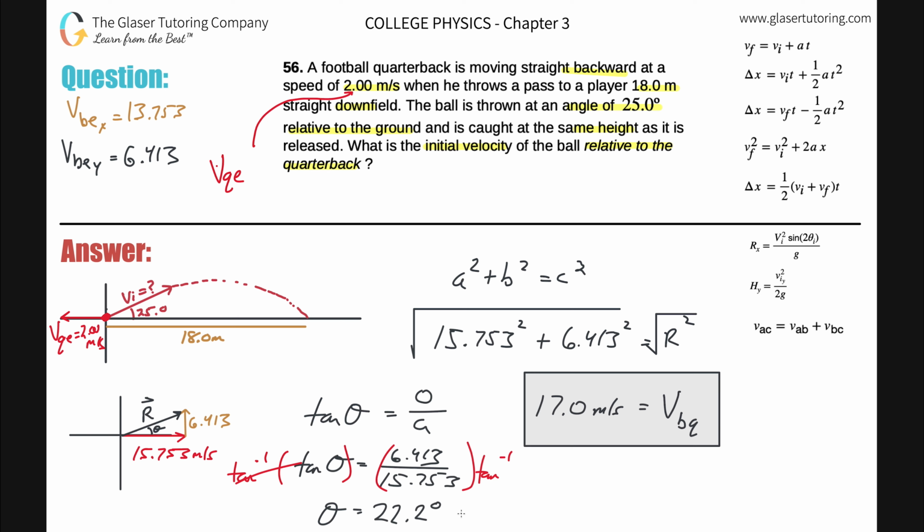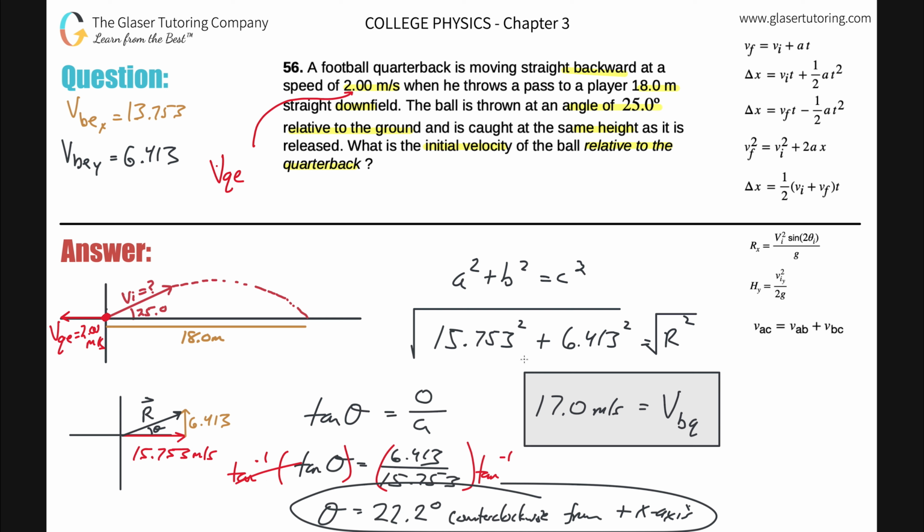I'm also assuming that this problem is moving to the right. You can say counterclockwise from positive x-axis. It doesn't really make a difference, but you can say from the positive horizontal, whatever you want to call it. And there you go. Those are the two values. So it's 17 meters per second at 22.2 degrees counterclockwise from the positive x-axis.